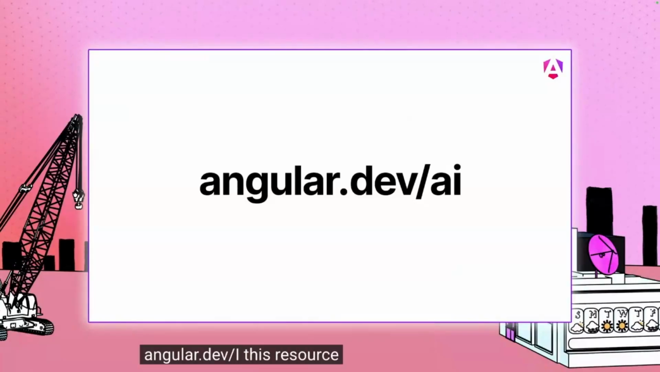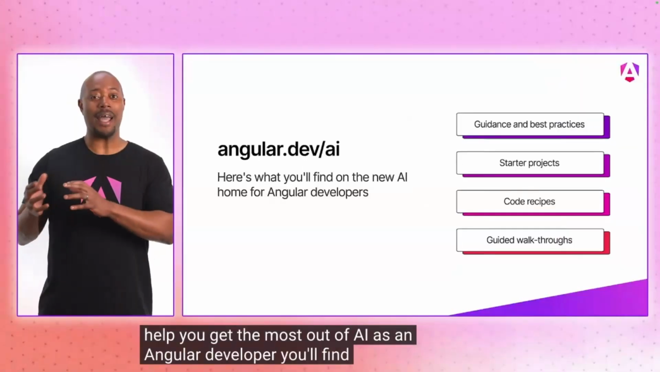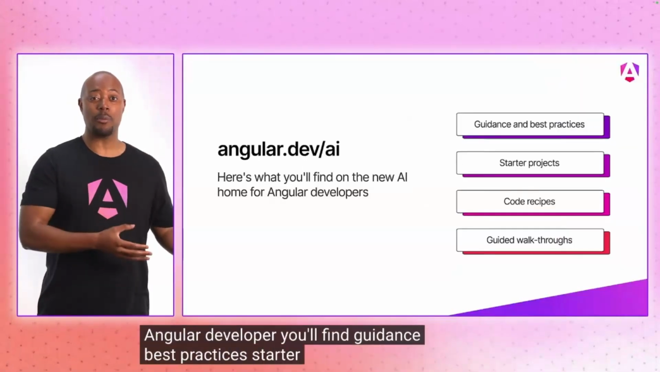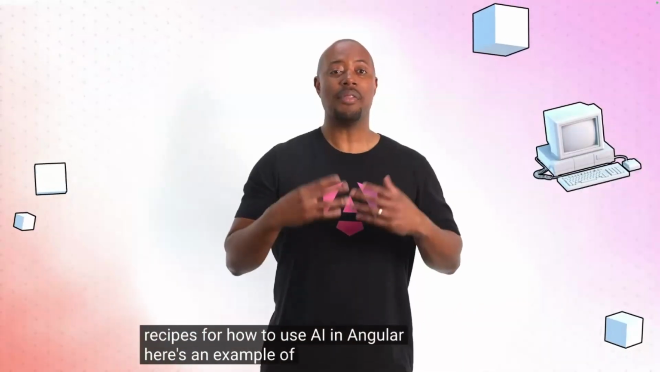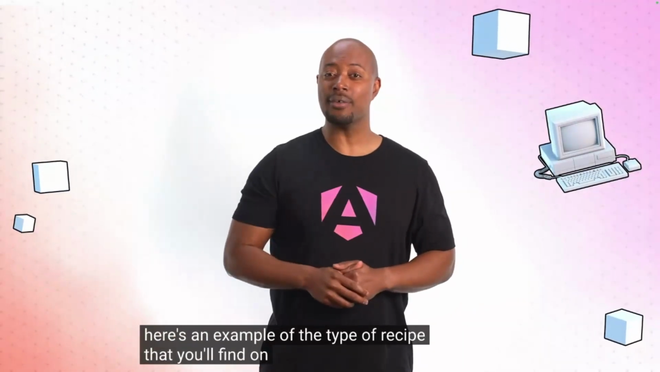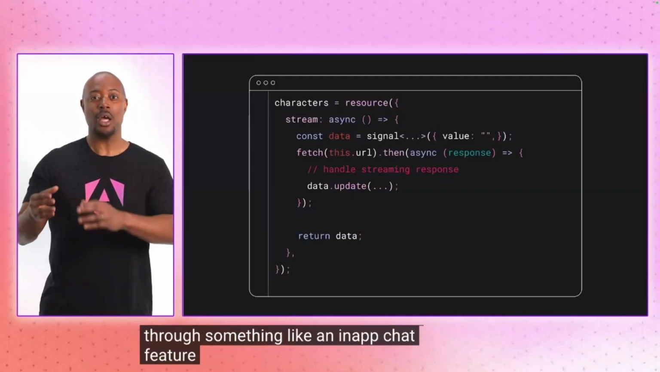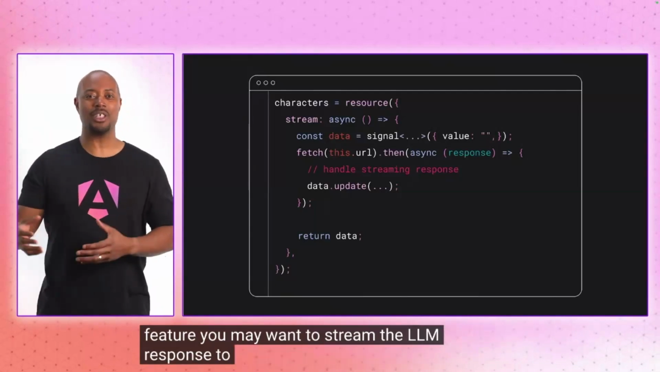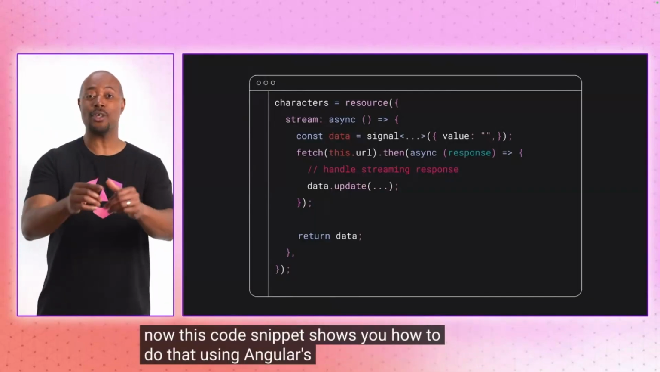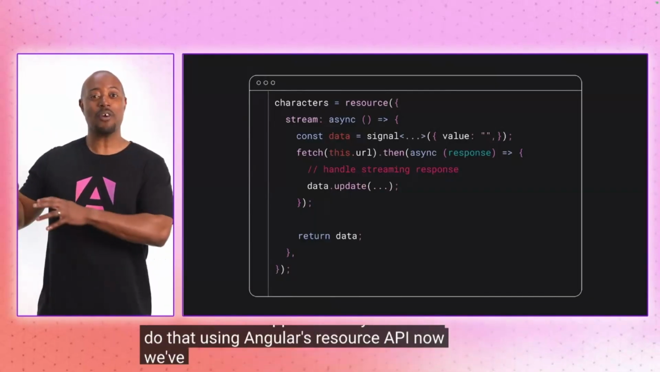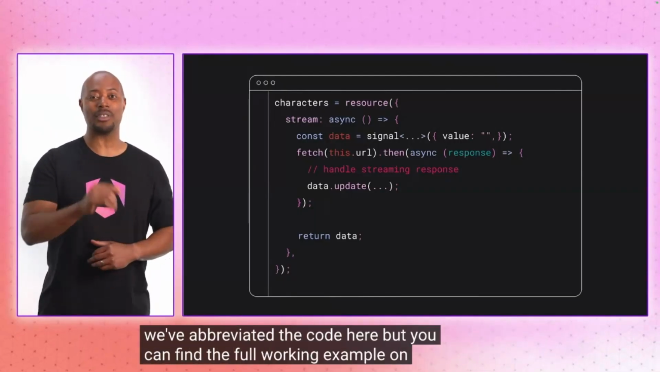angular.dev/AI. This resource is here to help you get the most out of AI as an Angular developer. You'll find guidance, best practices, starter projects, even recipes for how to use AI in Angular. Here's an example of the type of recipe that you'll find on angular.dev/AI. When integrating with AI through something like an in-app chat feature, you may want to stream the LLM response to generate that typing effect. Now, this code snippet shows you how to do that using Angular's resource API. Now, we've abbreviated the code here, but you can find the full working example on angular.dev/AI.